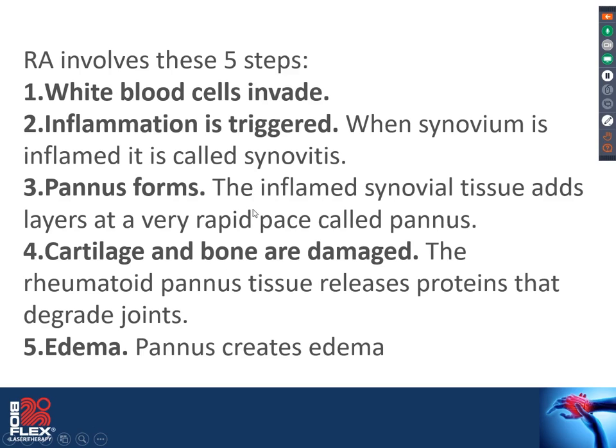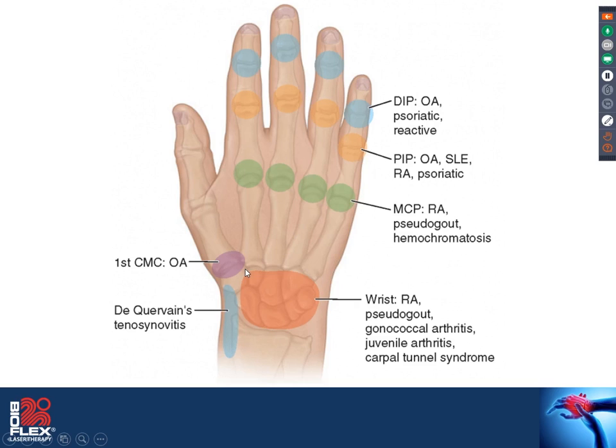RA has 5 steps. It includes initially white blood cells. Of course, it's an autoimmune issue, so the white blood cells invade. They start to cause inflammation. The synovial lining starts to become inflamed. This can lead to pannus formation, which is an additive synovial tissue lining that starts to increase at a very rapid pace, causing this sort of swelling or pannus tissue collection. This will eventually lead to cartilage and bone damage in the area as well as edema. So you have all these different steps going on in rheumatoid arthritis.